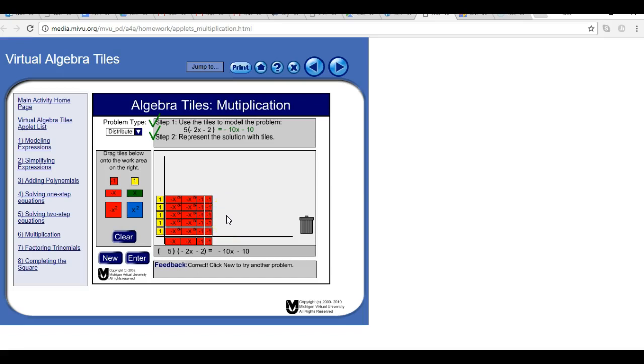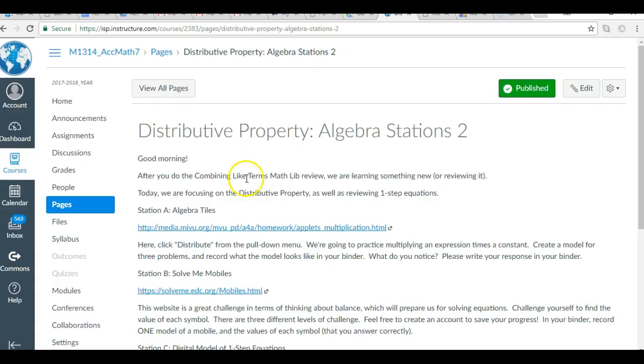Okay, so again, what I want you to do in this station is make sure that you record 5 examples of the distributive property. You do not have to draw the picture. You just have to write the expression and then what we call the expanded form expression. Okay? That's it for that station.